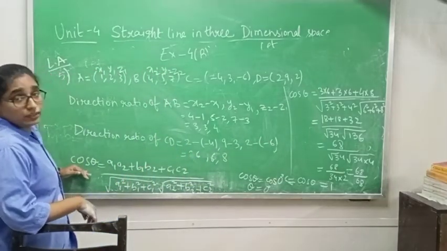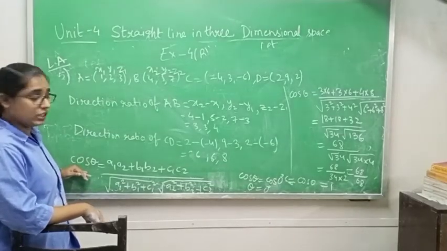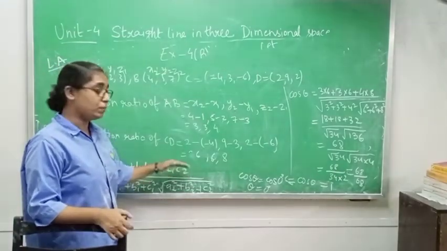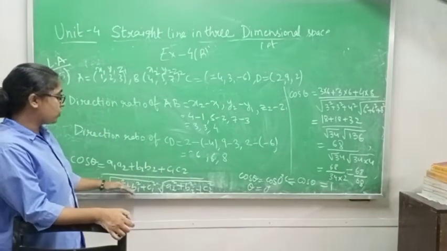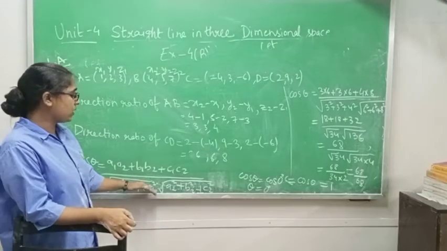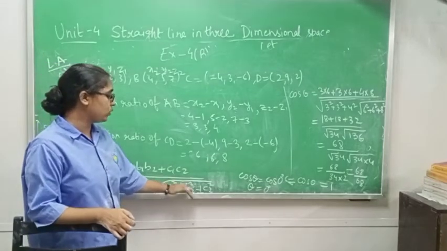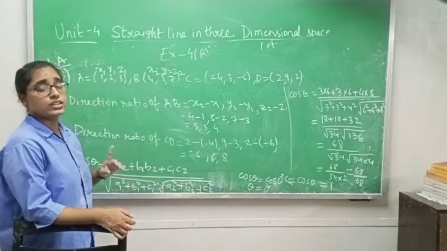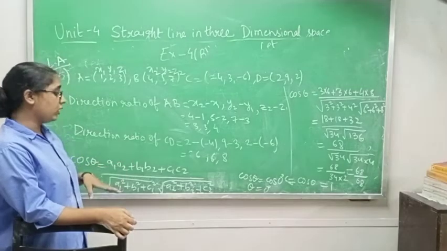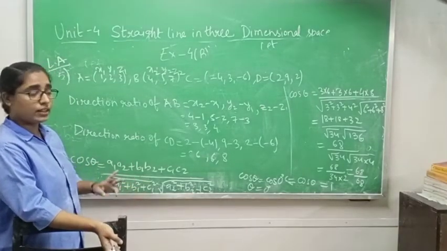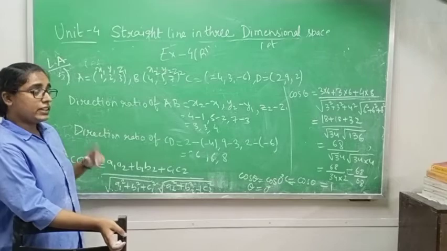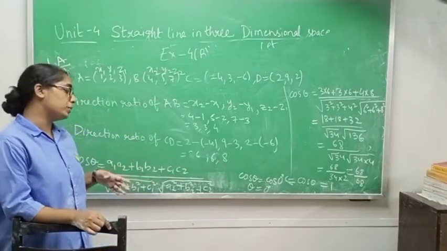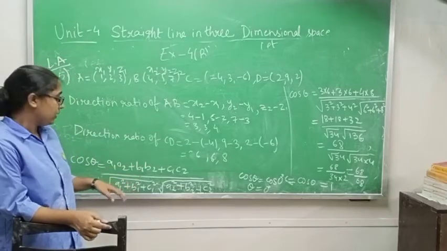Now, when you have to find the angle between AB and CD, cos theta equals (A1A2 + B1B2 + C1C2) divided by root over (A1² + B1² + C1²) times root over (A2² + B2² + C2²). This you have already done in chapter 3. Again it is given in exercise 4b. You can go to the summarization and see this formula. They explained it in chapter 3 and again in exercise 4b, because we are going to use it.